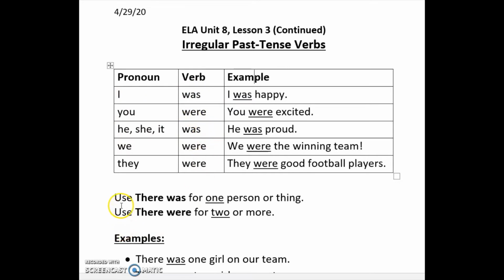Okay? Now, this is from your book, so I have to read this instruction. Use there was for one person or thing. Like there was a girl, there was a boy, there was a dog, there was a pencil on my desk. There was one thing, right? Use there were for two or more. So there were two girls. There were 5 dogs. There were lots of people at the mall.